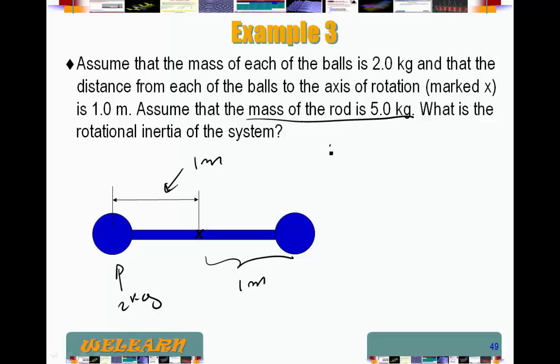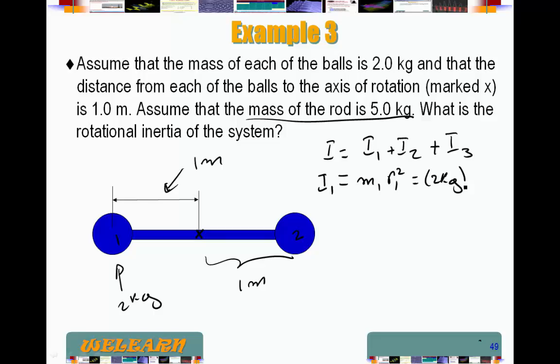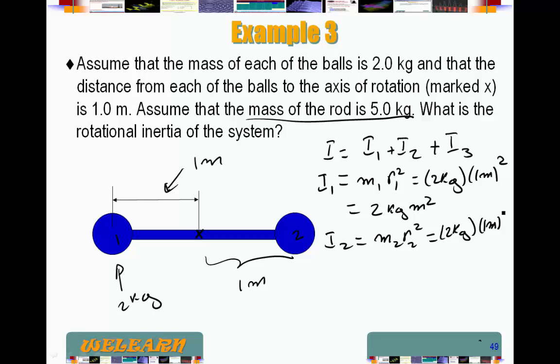Now, the moment of inertia of the overall system is I1 for mass 1 plus I2 for mass 2 plus I3 for the rod. Now, I1 is going to be M1 R1 squared, which is 2 kilograms times 1 meter squared, which is in this case 2 kilogram meter squared. I2 is M2 R2 squared, and in this case M2 is again 2 kilograms, and the distance from the axis is again 1 meter, so it's the same value, 2 kilogram meter squared.